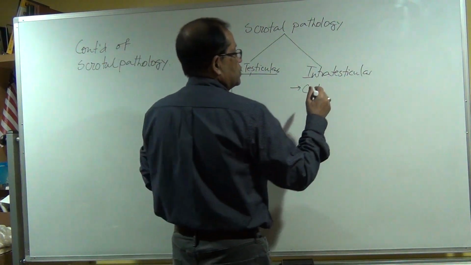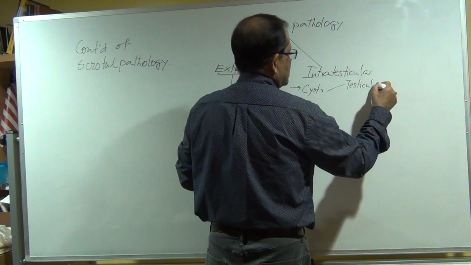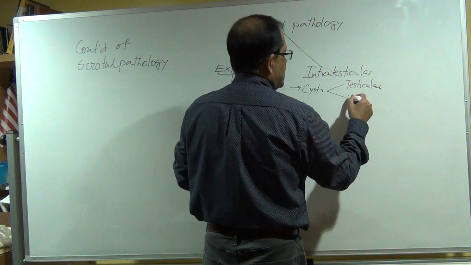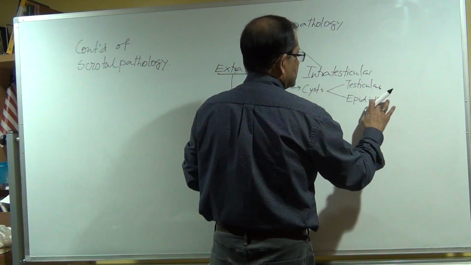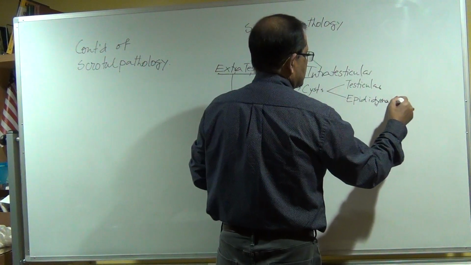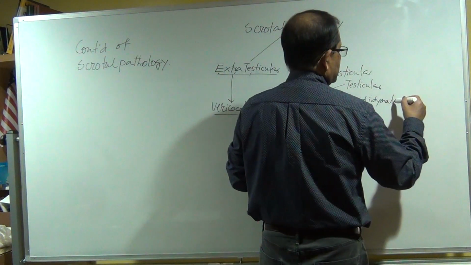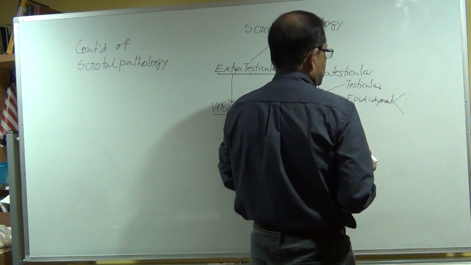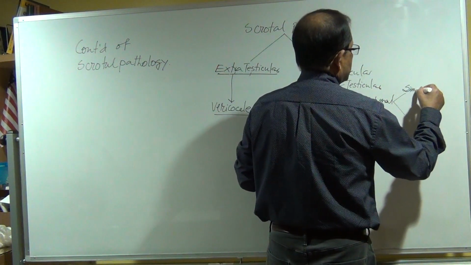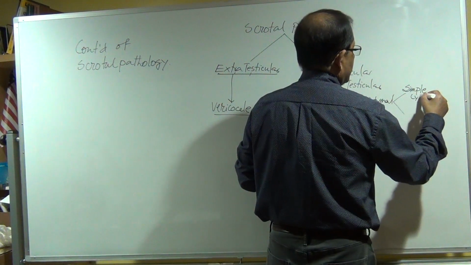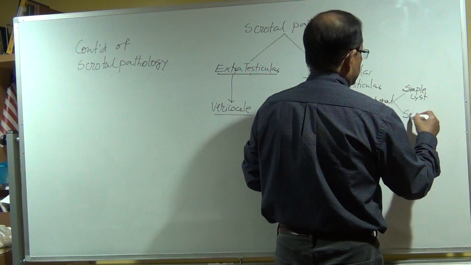Okay, so cyst could be testicular and cyst could be epididymal. Epididymal cyst, and in the head of the epididymis, you will see the simple cyst, another is spermatocele.